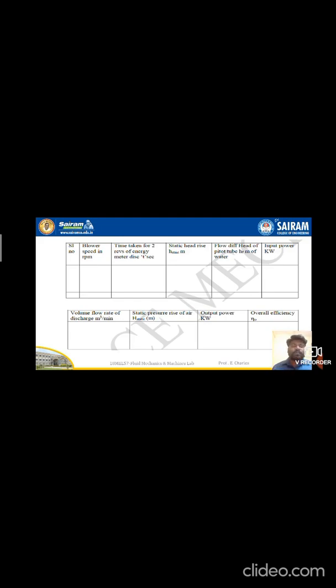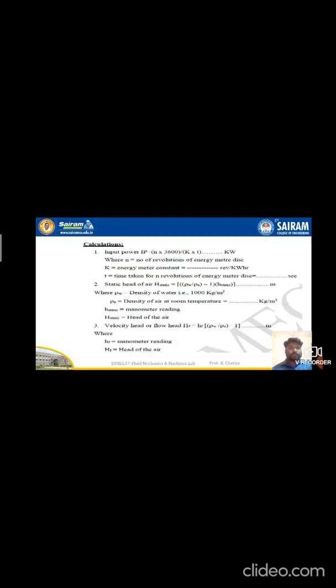And then this is the tabular column. Blower speed in RPM. Time taken for 2 revolutions of the energy meter disc, which you need to put down. Then static head rise, H static in meters, and flow differential head of the pitot tube, HF. The next ones are input power in kilowatts, volume flow rate of discharge in meter cube per minute, static pressure rise of air, H static, and output power in kilowatts. The last and final is overall efficiency, eta naught.